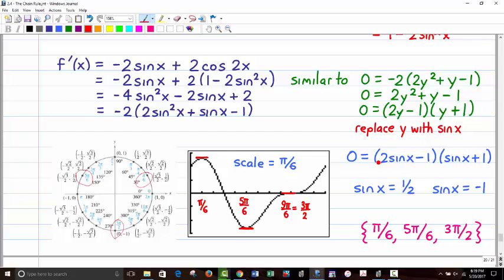So I replace this, so I have 2 sine x minus 1 and sine x plus 1. When you have two things multiplied together equal to 0, remember the zero product rule says you can set each factor equal to 0 individually. So you set that one equal to 0, you'll get sine of x equals 1/2. You set the other one equal to 0, you get sine of x equals negative 1. So I just go over here to the unit circle, and sine of x equals 1/2 is 2 locations, pi over 6 and 5 pi over 6. And sine of x being negative 1 would be located at 3 pi over 2. So you have these three answers right here.